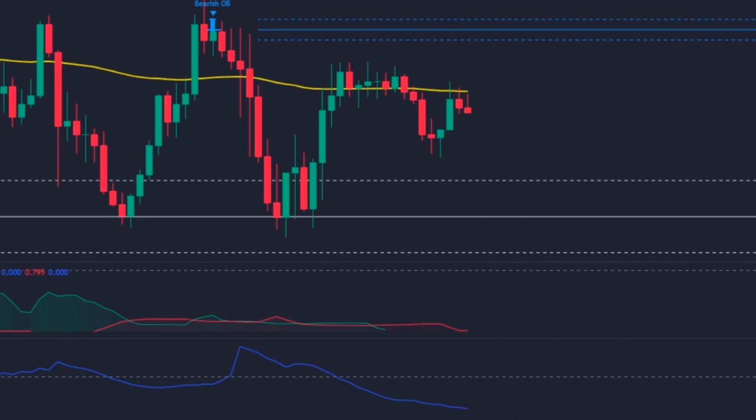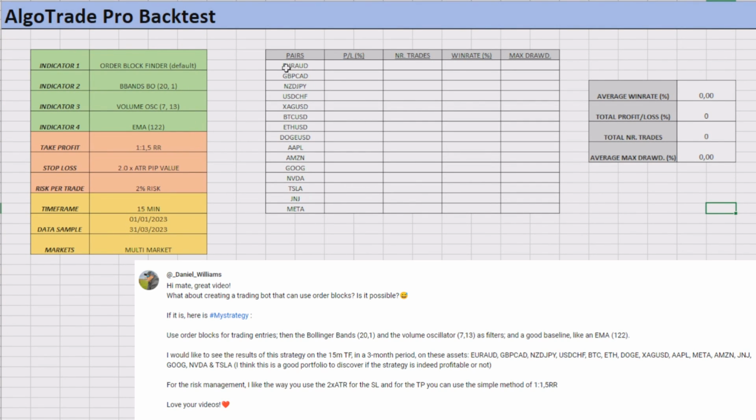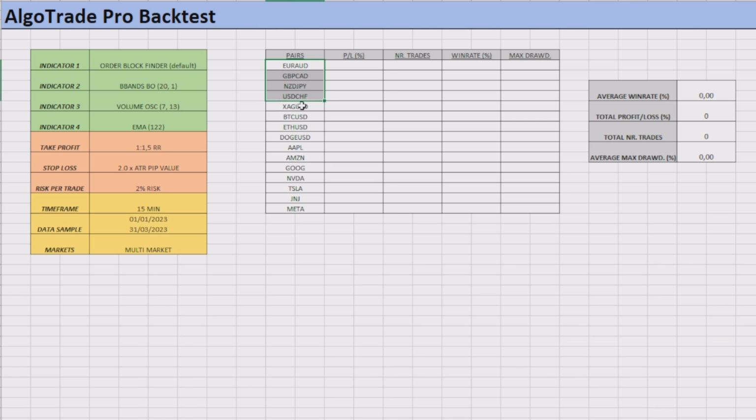So, without further ado, let's jump to the backtest. I will apply this strategy based on some of the requests of my subscribers. So, on the 15-minute time frame of these 15 different assets across different markets, so we can discover the strategy's efficiency, I will be using the data sample corresponding to the first 3 months of 2023.